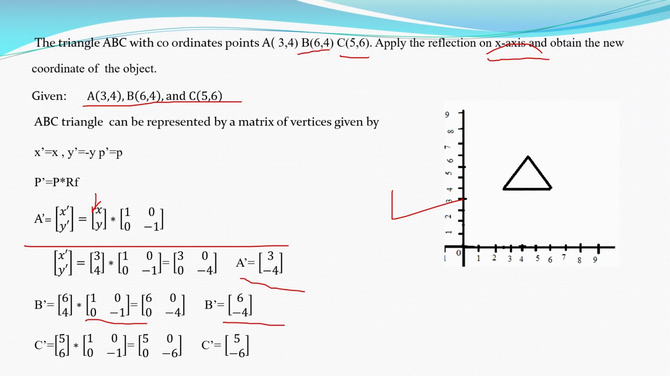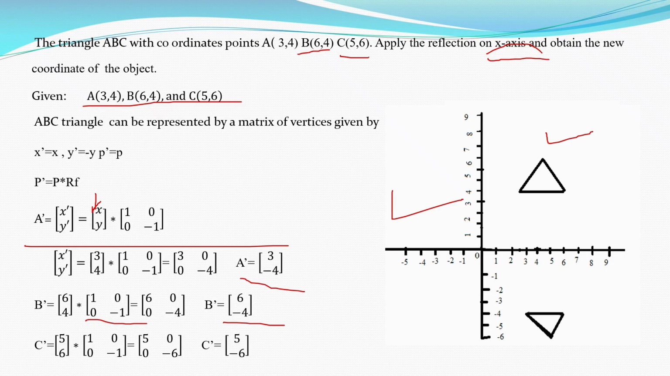This is before reflection. After reflection, what do we get? We get the exact same triangle, the size does not change. This is how we perform the reflection transformation. I hope this is clear.